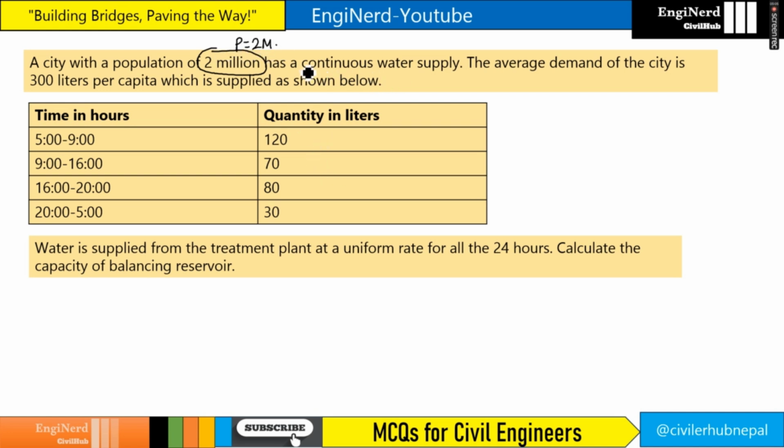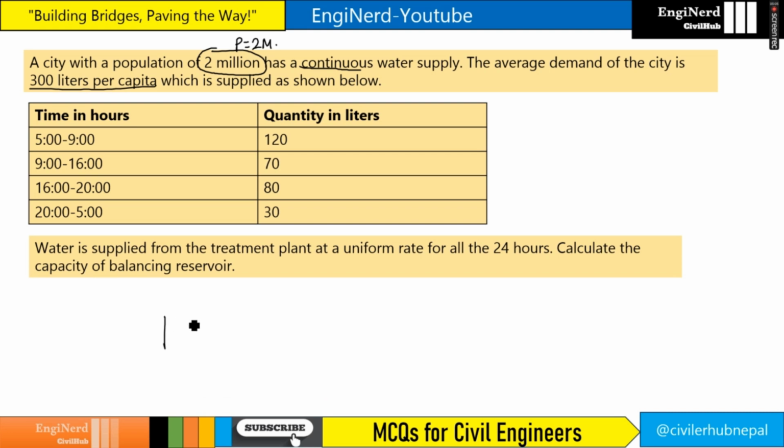The city has a continuous water supply. The average demand of the city is 300 liter per capita, which is supplied as shown below. So, demand is 300 LPCD, right? And this is the consumption pattern. Water is supplied from the treatment plant at a uniform rate for all the 24 hours. Calculate the capacity of the balancing reservoir.